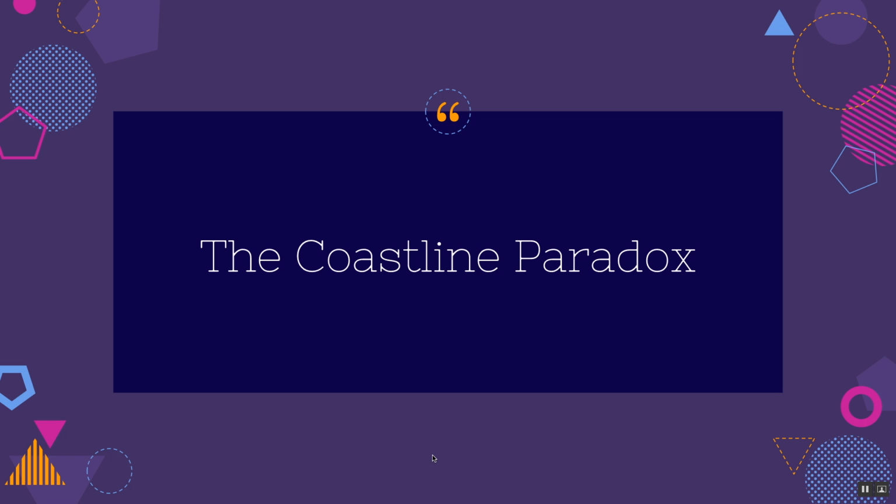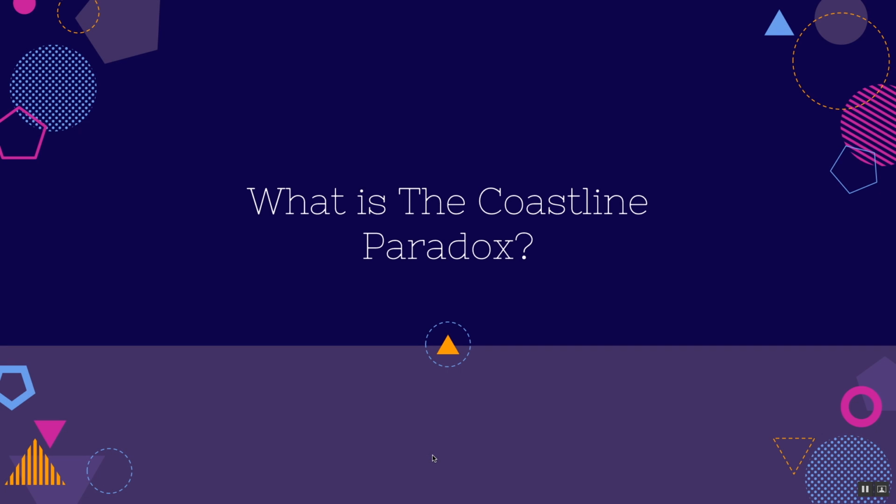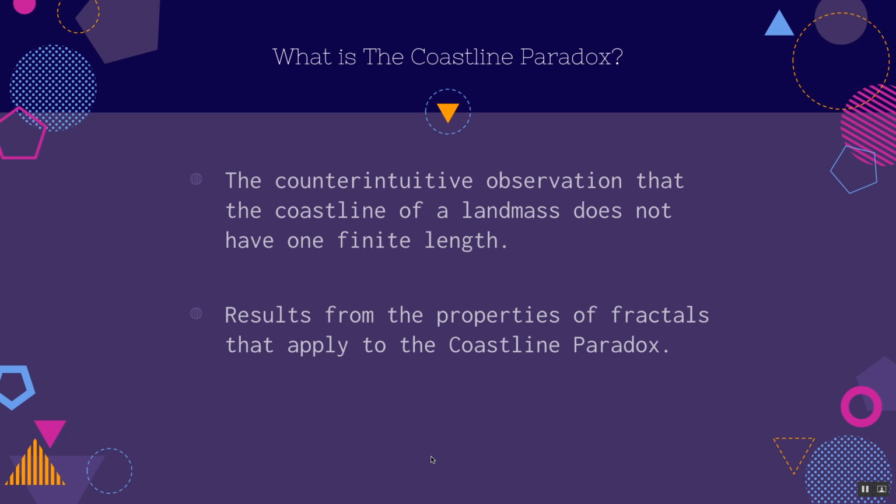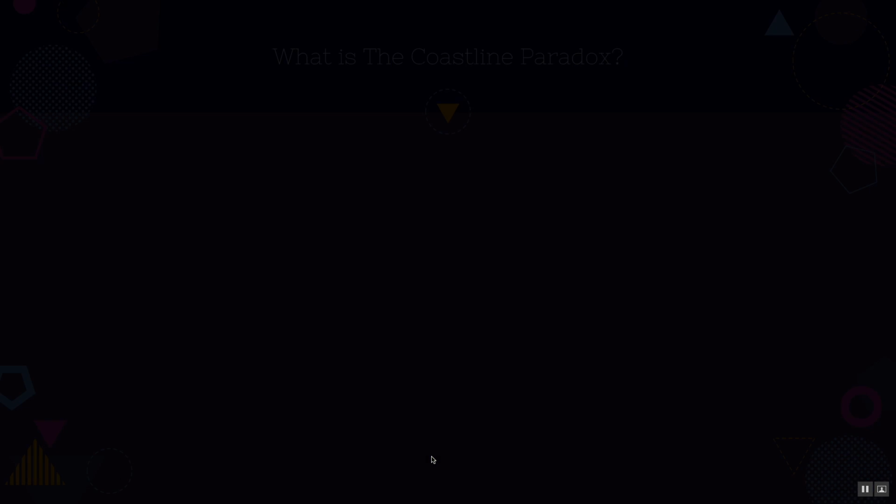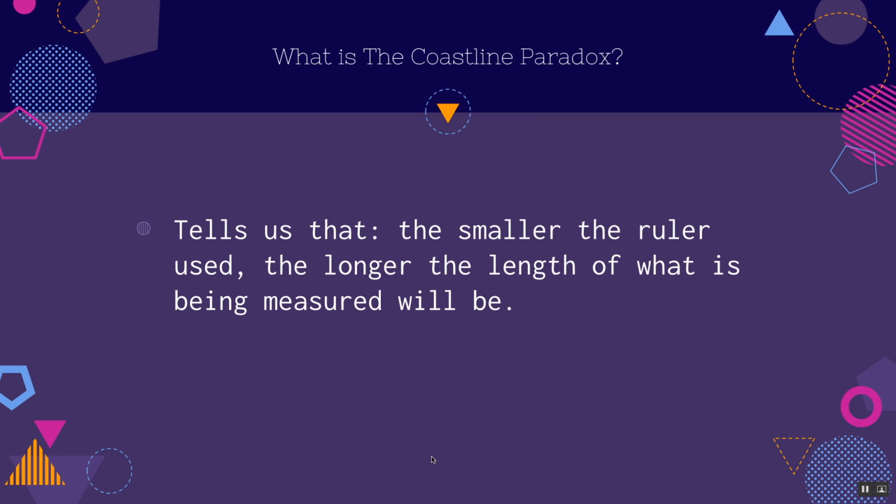Well, you have both fallen victim to something called the Coastline Paradox. What is the Coastline Paradox? The Coastline Paradox is a counterintuitive observation that the coastline of a landmass does not have one finite length, and it results from the properties of fractals that apply to it. It tells us that the smaller the ruler used, the longer the length of what is being measured will be.